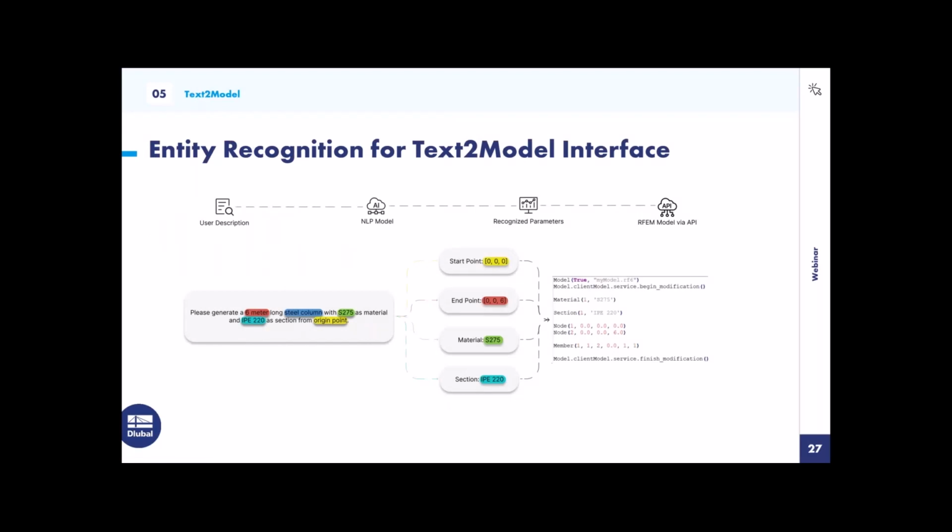Being in generative natural language processing, we have another project, which is entity recognition for a text-to-model interface. The idea is the following. Within the chatbot, or maybe in another window, you are allowed to input natural text. That can be, for example, a command that our text-to-model interface should generate a 6-meter long steel column with a certain material and a certain section from the origin. Entity recognition then collects the main features and maps them to our RFEM code, or this web services code.